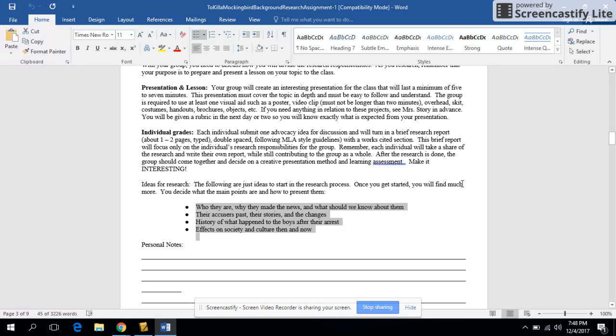Who were the Scottsboro Boys? Why did they make news? Why should we know about them? What should we know? Who accused them? What were their people of their past? How did their stories change? Think about maybe what happened, the history after them. Think about the effects on culture. So that is the first topic.